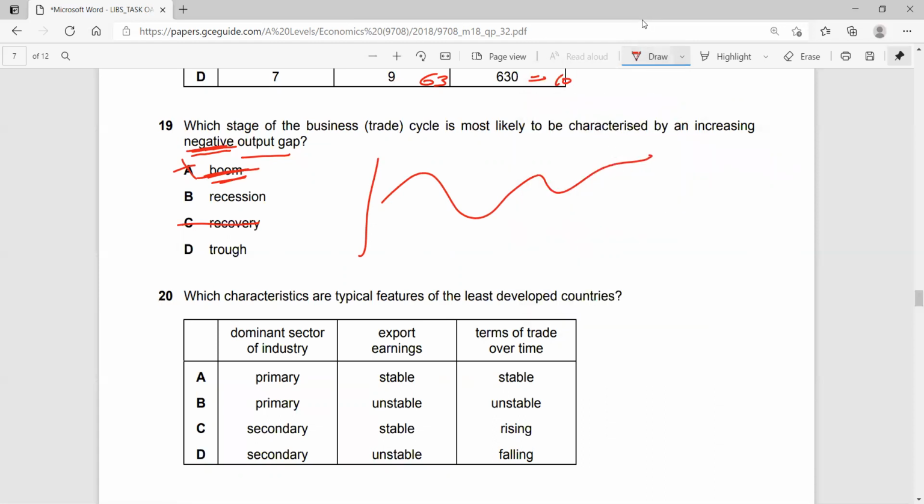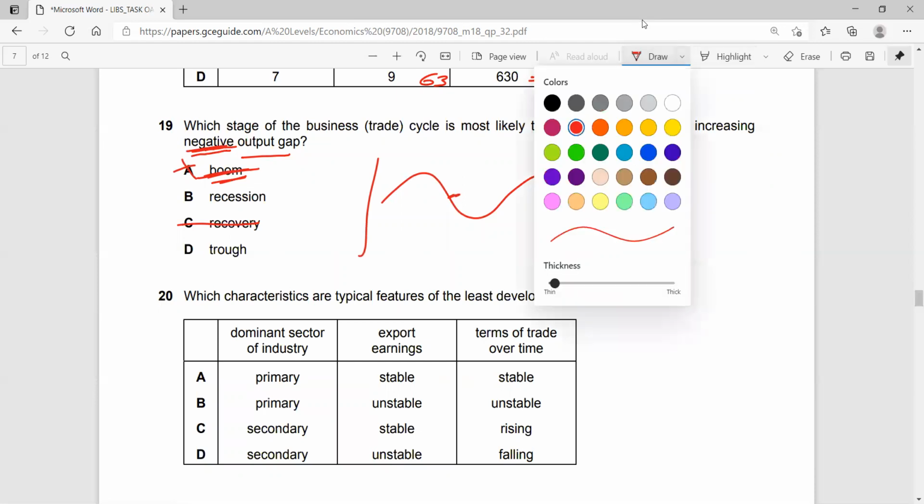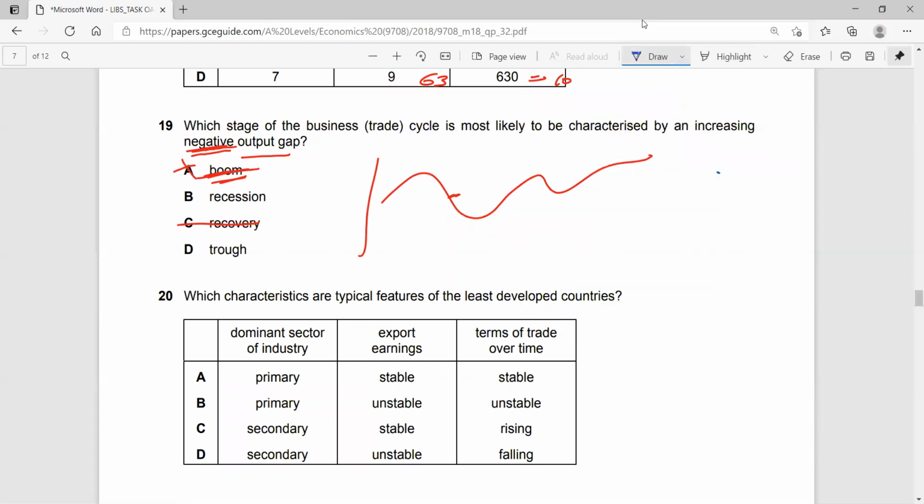Well, let's try to use a different color. Somewhere here would be your recession. So this is where the economy is going into recession, which means that your output is reducing. It's on the down, it's also reducing. And your trough is just the absolute bottom point, which some books or some teachers also call a slump. So both of these are negative, the output gap is negative, you're going in a downward spiral, but you need an increasing negative output gap.